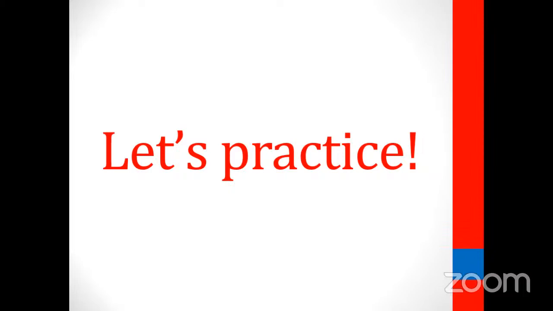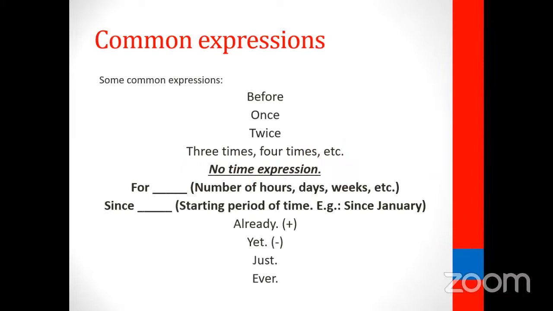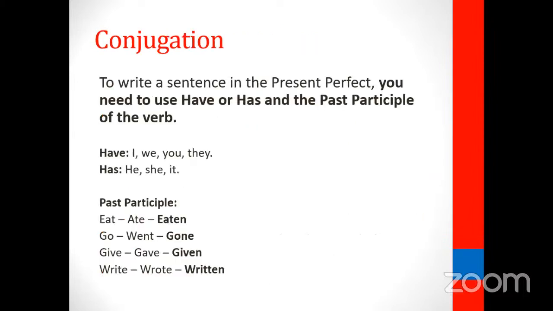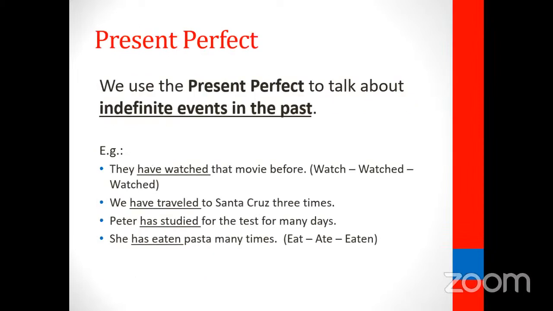Well, how do you express, for example, when you want to talk about your grandmother and you're trying to say that she traveled 3 times, for example, to Brazil, and you use the simple past?